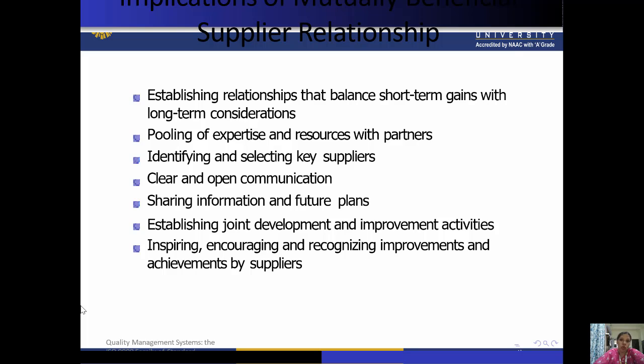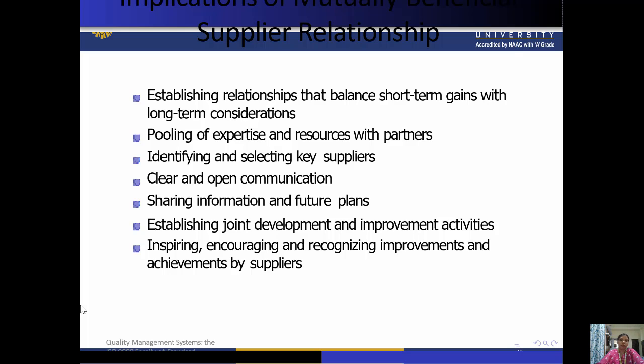Now, the implications of this principle, that is, the implications of mutually beneficial supplier relationships. First, establishing relationships that balance short-term gains with long-term considerations. It is the first implication, because we are making a relationship for the future, to achieve long term goals.